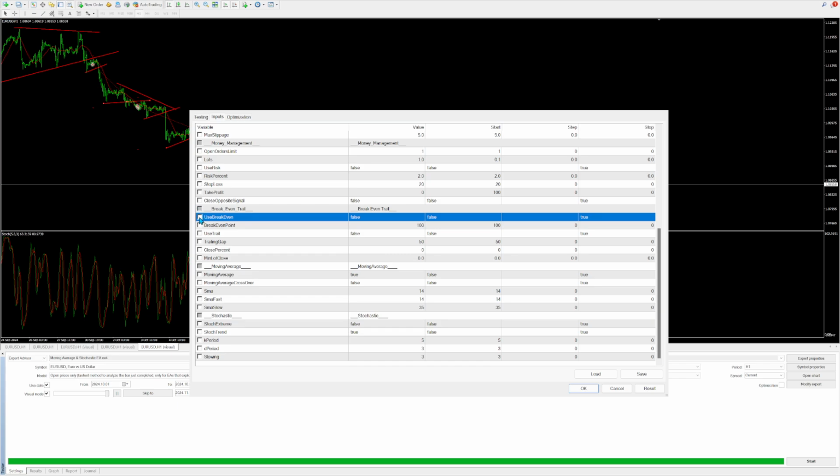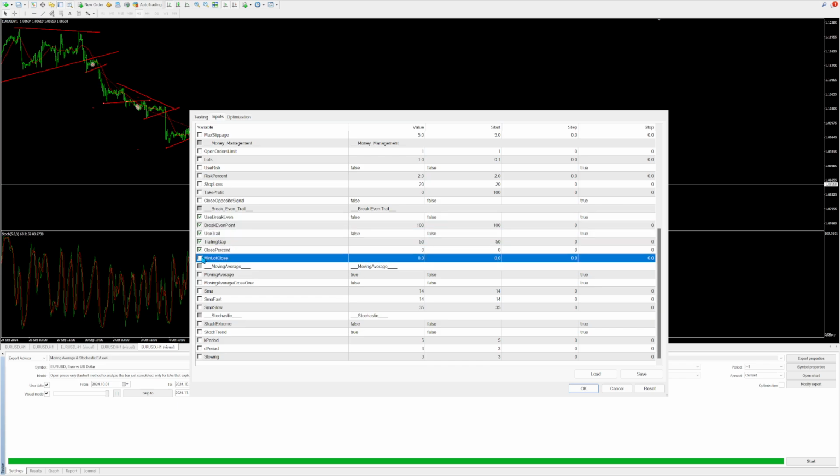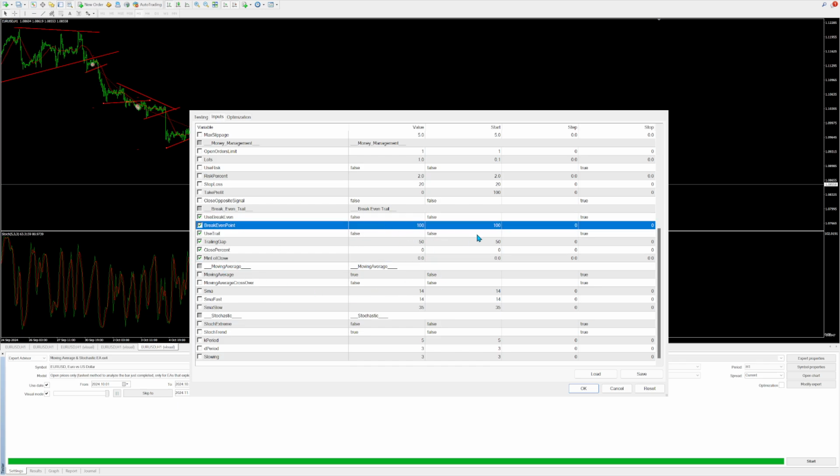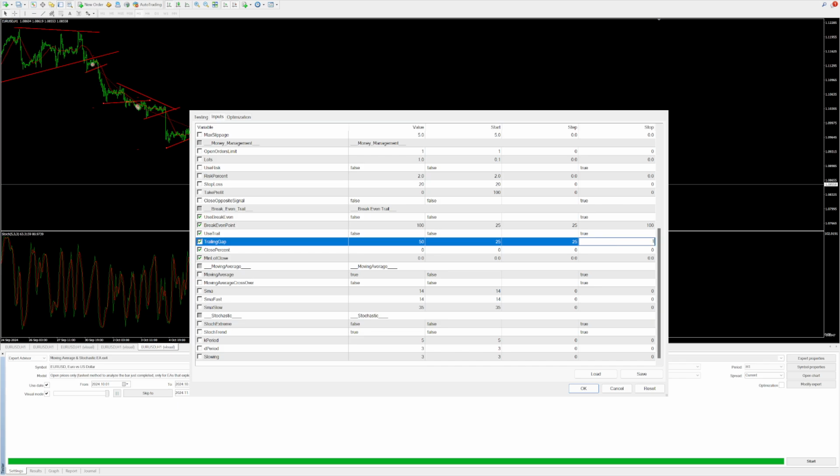But basically, to do an optimization, which is a combination of the various settings, you just choose the settings you wish to test. Okay, so we're going to test break even true false, trailing stop true false, and the break even point will start at 25 pips. We'll go up in 25 increments and we'll stop at 100. So that will test 25, 50, 75, 100. We'll do the same for the trailing gap.